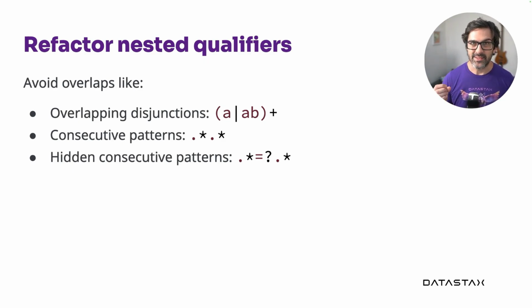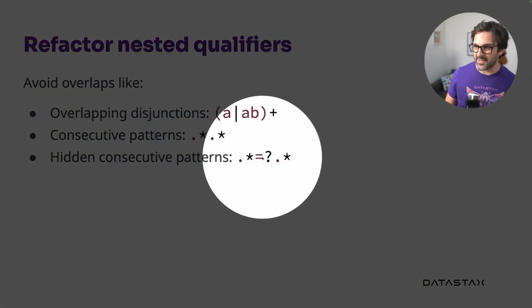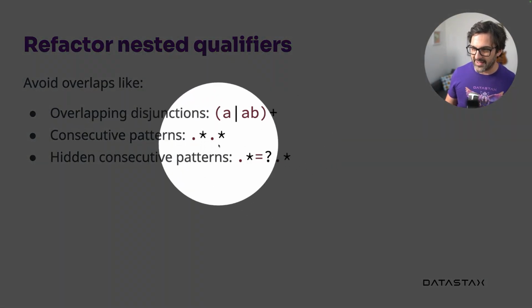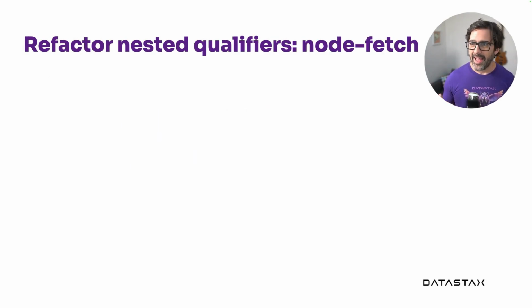Hidden consecutive patterns are also an issue. That's the case where, if we break our regular expression down, removing those optional matches, we end up with something like a consecutive pattern or an overlapping disjunct. And that's the case like this, where the equals has a question mark. Question mark just means 0 or 1 time. We can remove that and imagine it's 0 times. Now we get the consecutive pattern back, and we're in trouble again. So refactoring those kind of things out is a good idea. How could we do this?